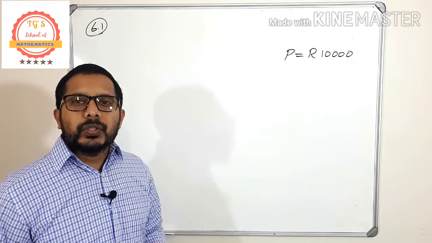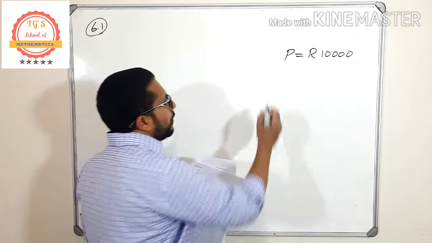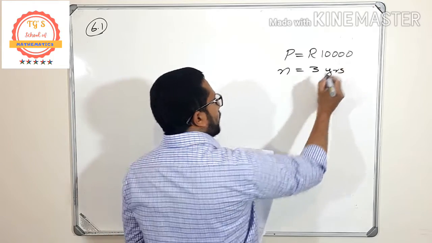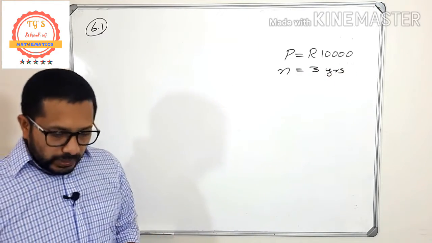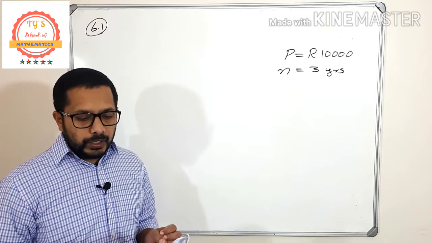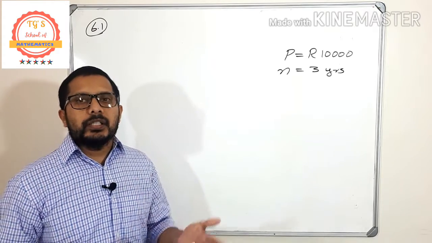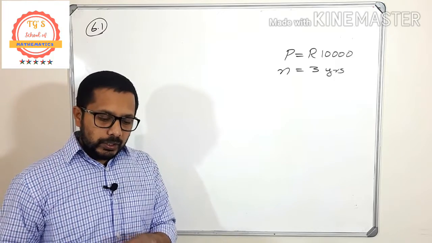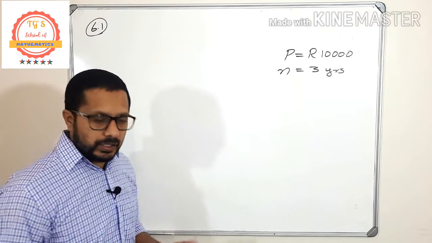And it is for 3 years. That means the value of n is equal to 3 years. Now you have to find the interest rate. The interest rate is not given. Normally we represent it with the small letter i. Here in this question it is R. It doesn't matter, it's just a notation.